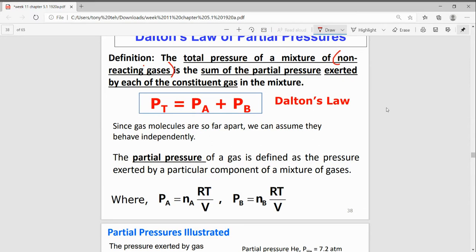Since the gas molecules are far apart, we can assume they behave independently. So the partial pressure of a gas is defined as the pressure exerted by a particular component of a mixture of gases. For example, if we have two gases, gas A and gas B, they will be named as partial pressure of gas A and partial pressure of gas B. And we are still using the same formula, PV equals nRT, to find the pressure.